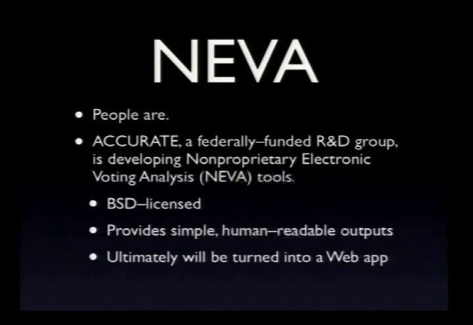And ultimately, it'll be turned into a web application so that you don't have to do anything yourself except get the electronic format of the audit logs, upload them to a NEVA web server, and you will get back a nicely formatted document outlining what happened in that election, what things were statistically improbable, what parts of election protocol were not followed, what precincts need additional training, things like that.